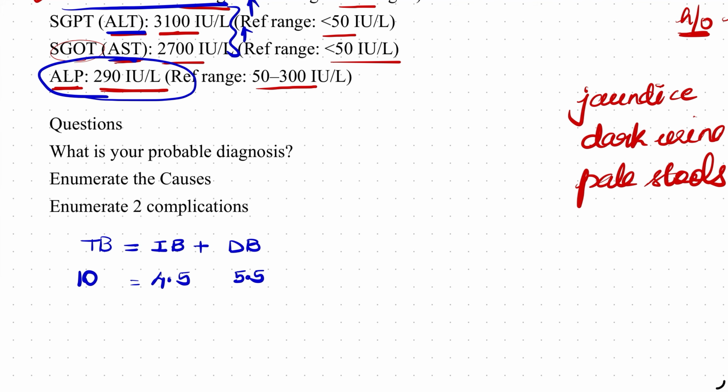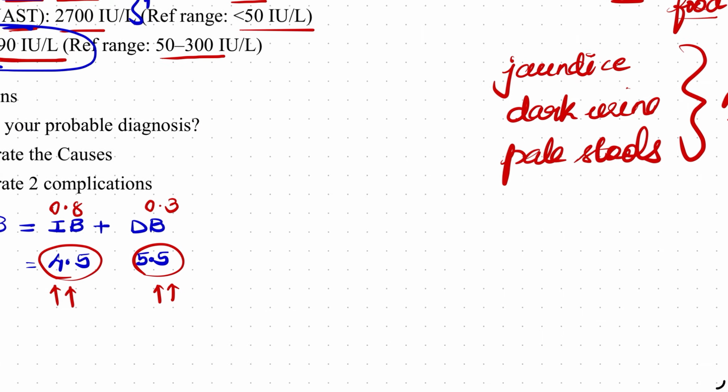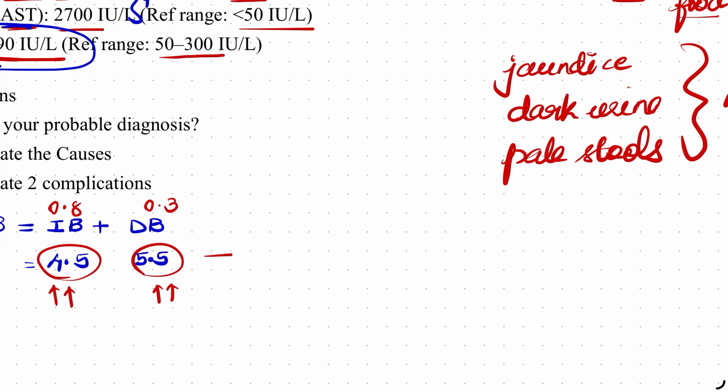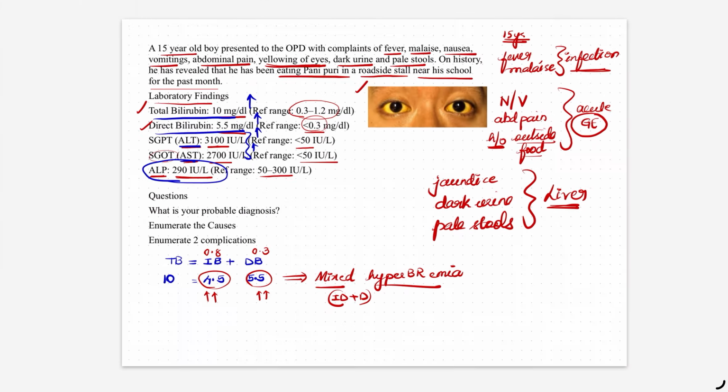The normal reference value for direct bilirubin is 0.3. For indirect, it is 0.8. So this indicates both are on a higher level, both are raised. So it shows a mixed pattern of hyperbilirubinemia. Hyperbilirubinemia is a mixed pattern, both indirect plus direct, both are on a higher level.